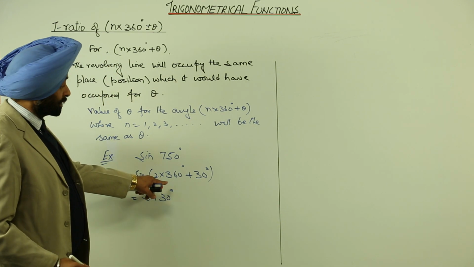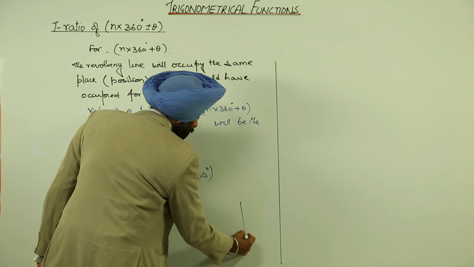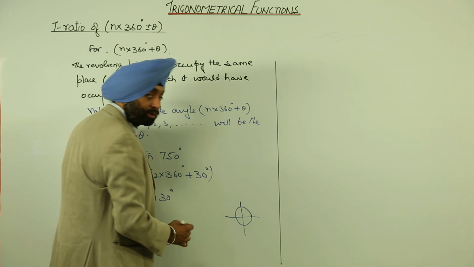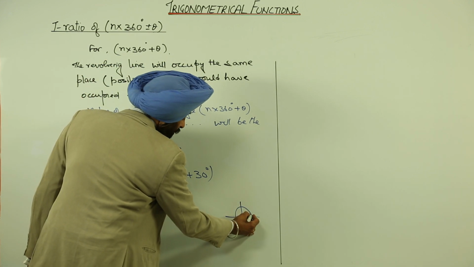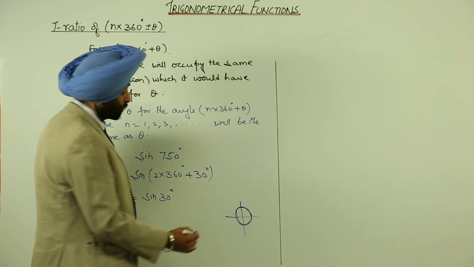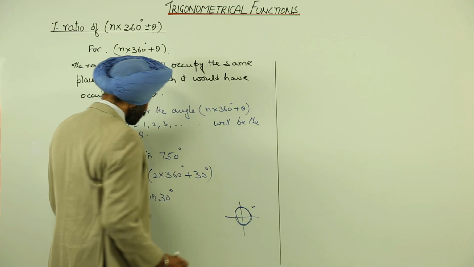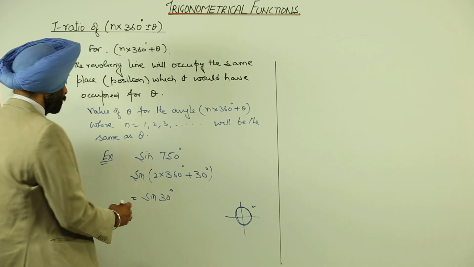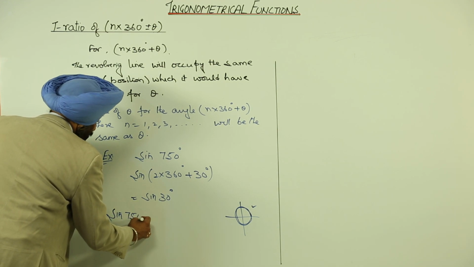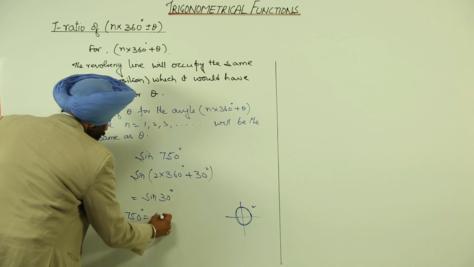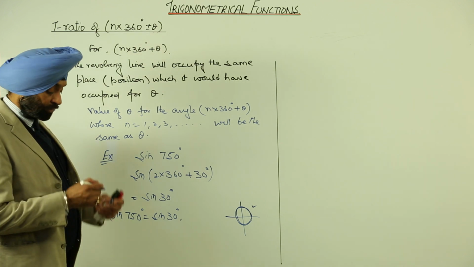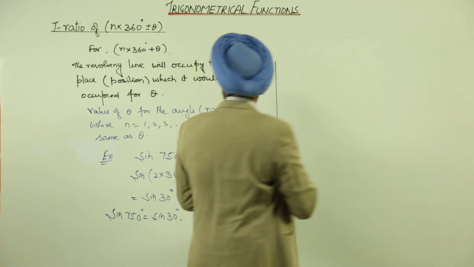Okay. 2 times 360 means a line starting from here completes one cycle, that is 360. Again completed one more cycle, 720. Now after 720 it will fall in the first quadrant, so the result will be positive. So we can write sine 750 degree is equal to sine 30 degree. Is it clear?